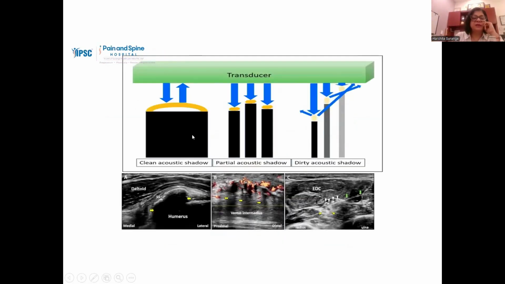So now see this sharp shadowing. This is the bone, and this is the muscle, and within this muscle there's this tendon, which has got this calcific speck, which is also causing a sharp shadowing. And see it here. What is seen here? Here you can see that there is a dirty shadowing.